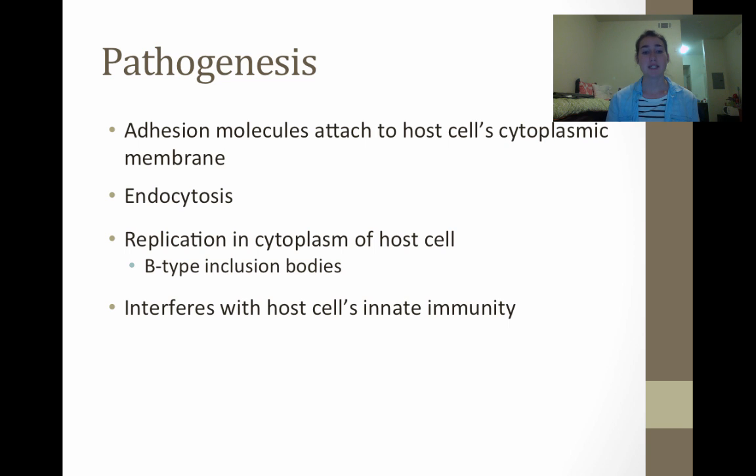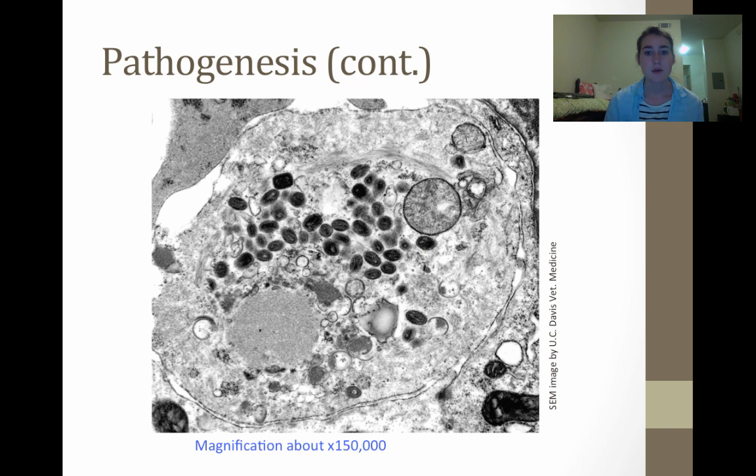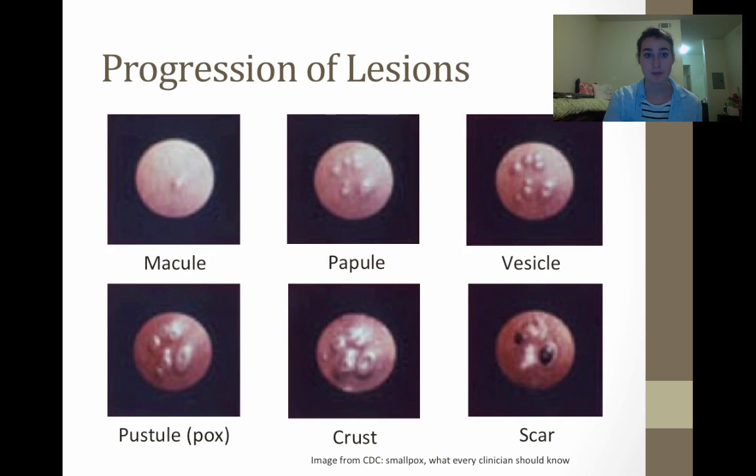And once it's inside the cell, it will interfere with the cell's innate immunity. So it'll interfere with the interferons, which are the first thing that are supposed to stop viruses, with inflammation and with the complement system. So here in this picture you can see a host cell with a lot of smallpox viruses inside of it once they've already begun replicating.